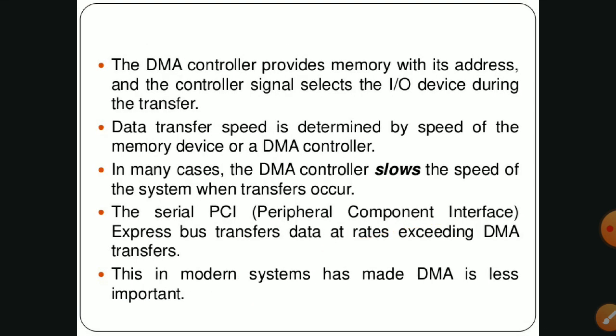The DMA controller provides the memory with its addresses, and the control signal selects the IO device during the transfer. Data transfer speed is determined by the speed of the memory device or the DMA controller. In many cases, the DMA controller slows the speed of the system when transfer occurs. The serial PCI Express bus transfers data at rates exceeding DMA transfers.